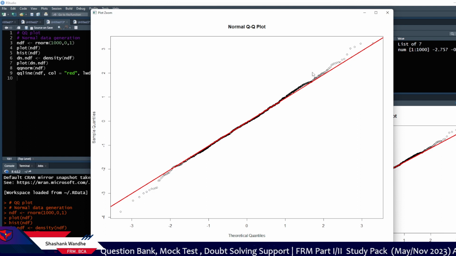But in the exam, if you see the points here in this range and points here in this range, but the rest of the points are like this, then you have to assume that it is not normal. See here, this is sample quantile, meaning empirical data, and here you have theoretical quantiles, meaning your normal distribution quantiles. That's why this starts with 0, goes up to 3, minus 3, and like this.